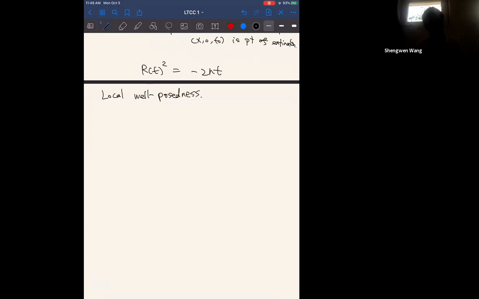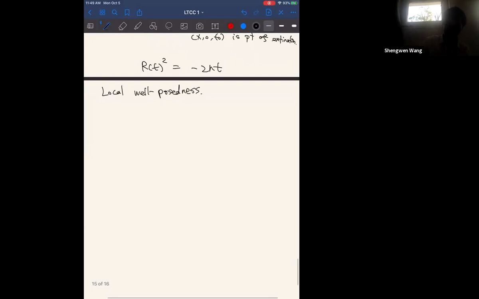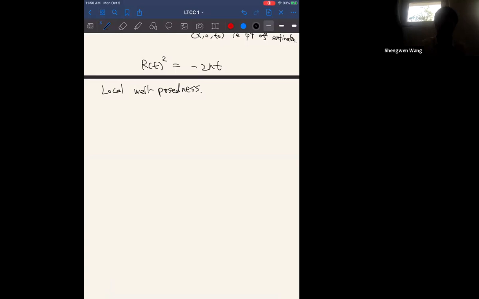There are some issues here, but of course they have already been dealt with in the history. So let me mention what is the potential issue for local well-posedness. Recall that the mean curvature flow is defined to be the projection of dx/dt to the normal direction equal to the mean curvature vector. And this problem is not well posed. It's not strictly parabolic.